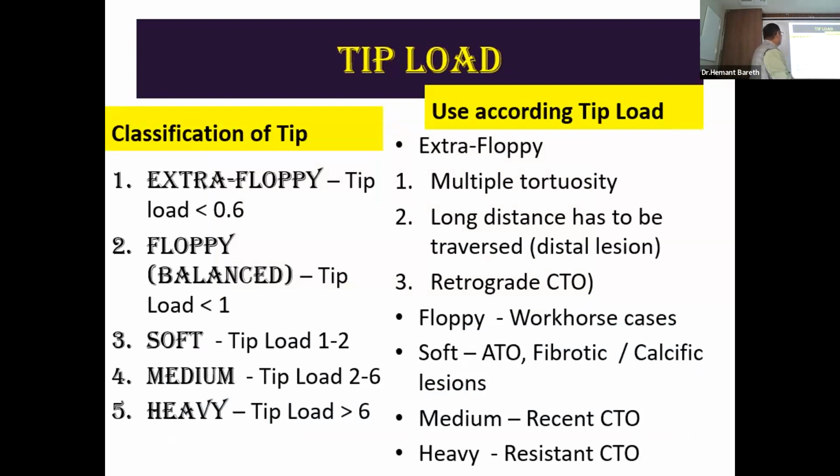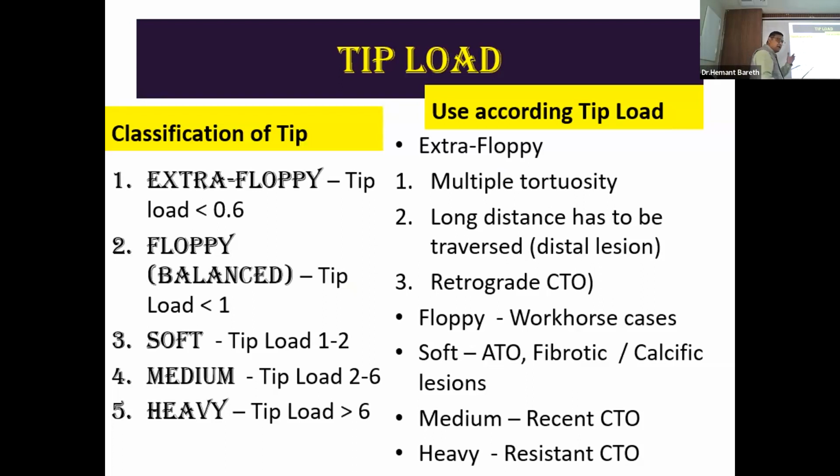The classification of tip load is, there is something called extra floppy, where tip load is less than 0.6, which means less than 0.6 gram can bend the tip at 10 millimeter. So this is the tip load. So extra floppy is tip load less than 0.6, floppy or the balance tip is tip load less than 1. So between, let us say 0.7, 0.8, 0.9, you can call it a balance tip. Then the soft, when the tip load is 1 to 2.